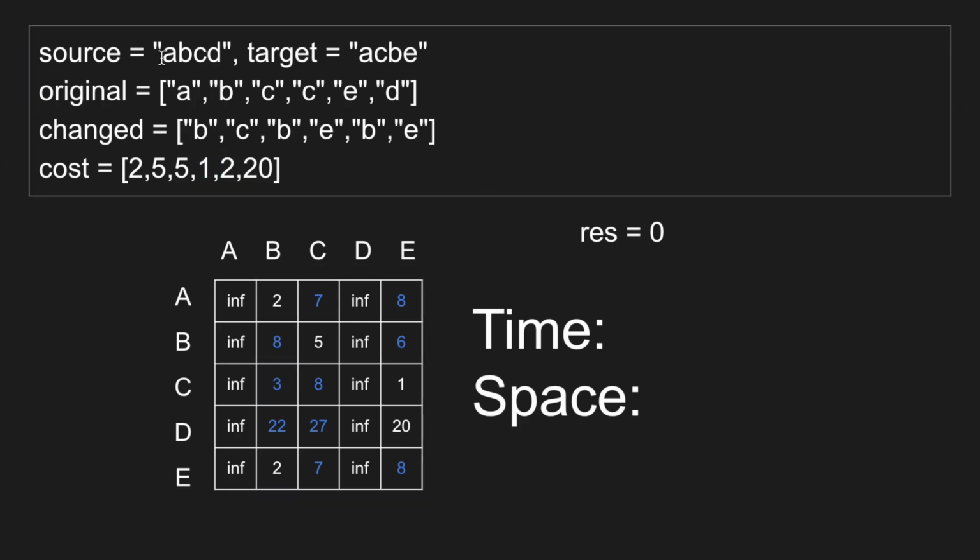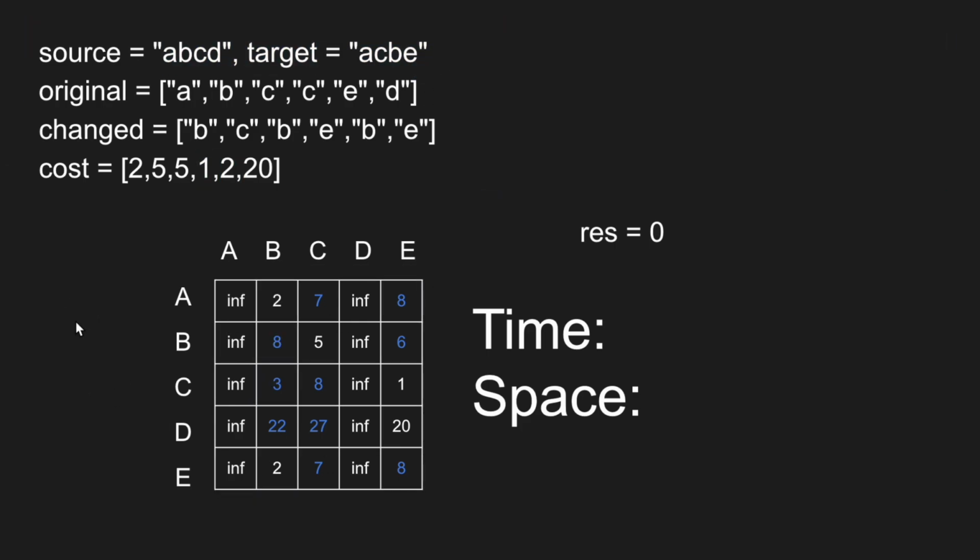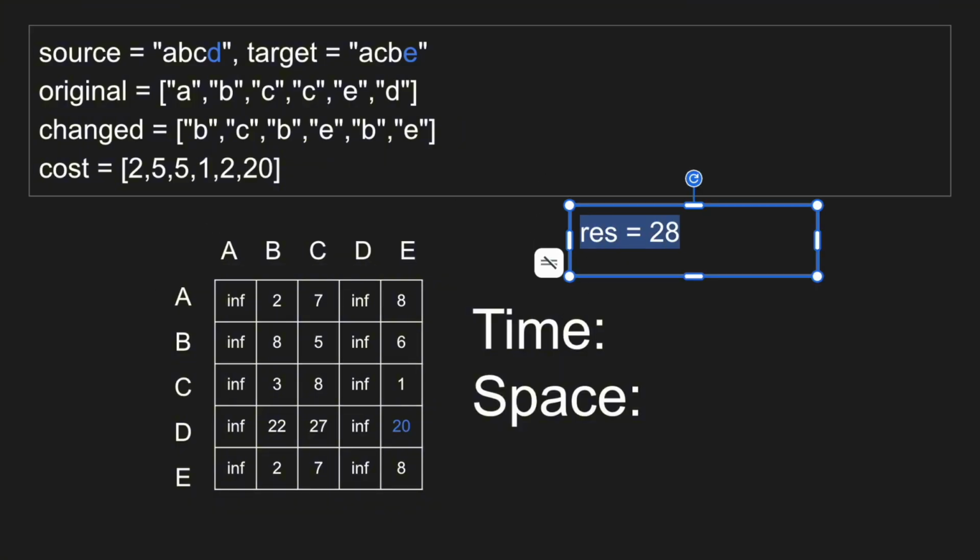So now we will iterate through source and target and find out the conversion cost. So first, A and A doesn't cost anything because it's already the same letter, so move to the next one. B to D will cost 5, add 5 to result. C to B will cost 3, add 3 to result. Convert D to E will cost 20, so we add 20 to result. And finally, the total sum is 28, so we can return 28 as our result.